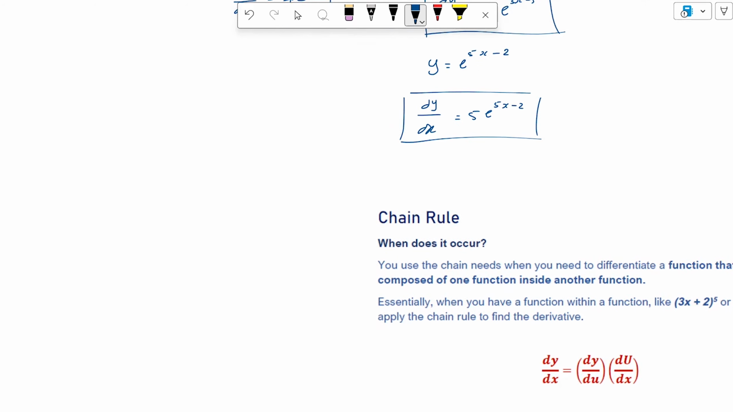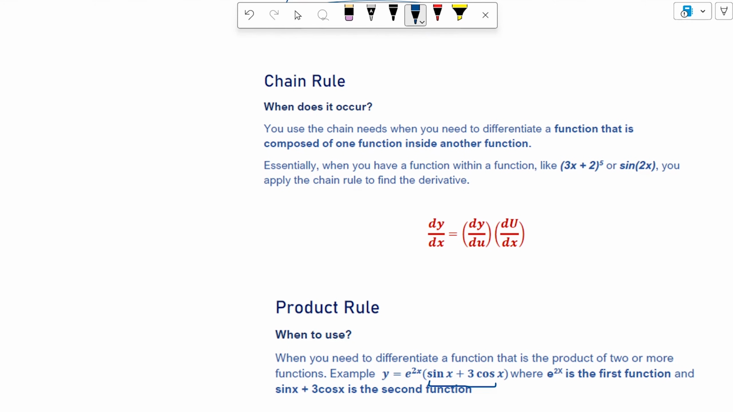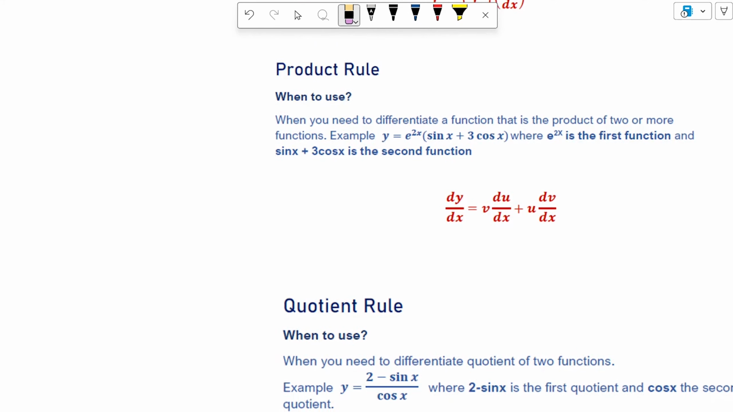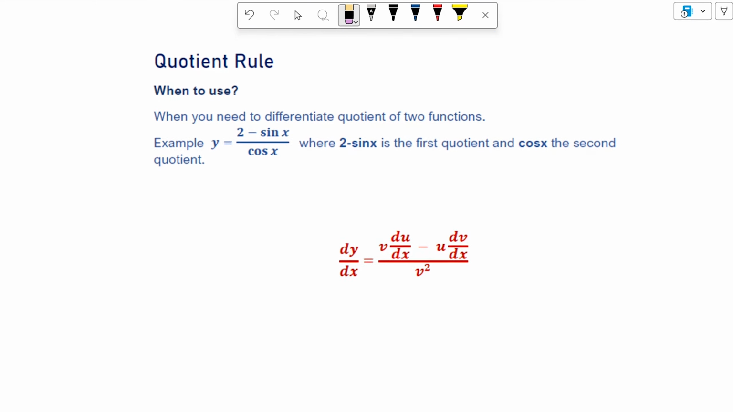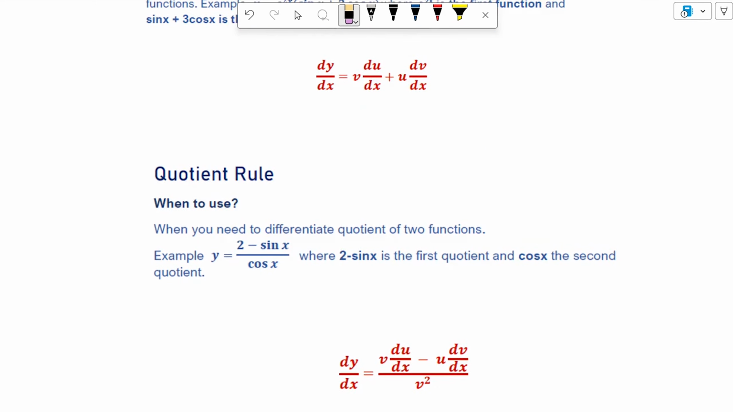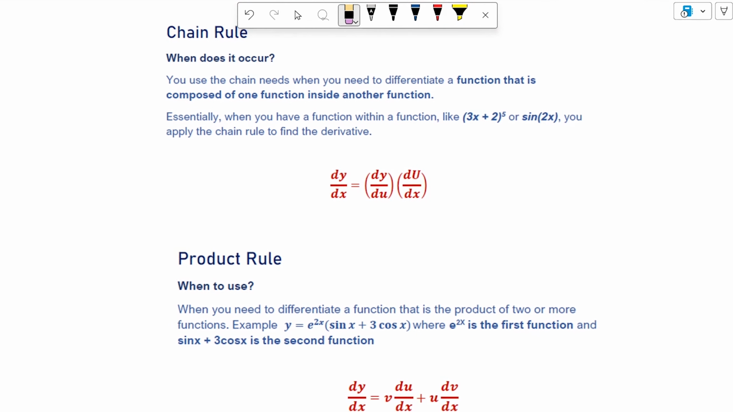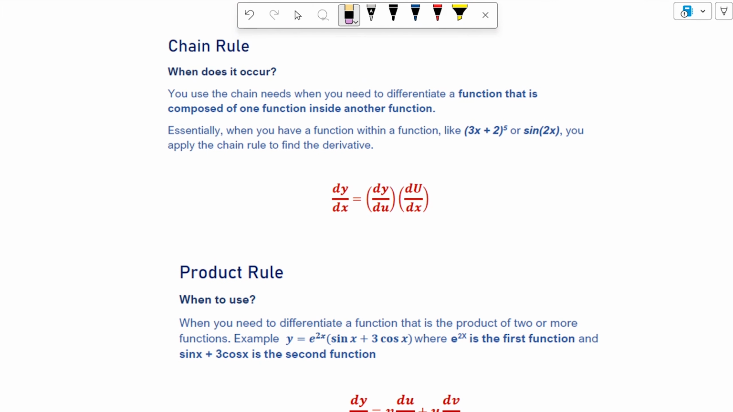Now, in this chapter, you also have a few other rules, like the chain rule, the product rule, and the quotient rule. I will not be explaining these right now. I'd prefer explaining it to you when I'm working some past paper questions like that. It's much easier to digest what's going on, because if I were just to explain the theory right now, that would make things a bit more complicated.